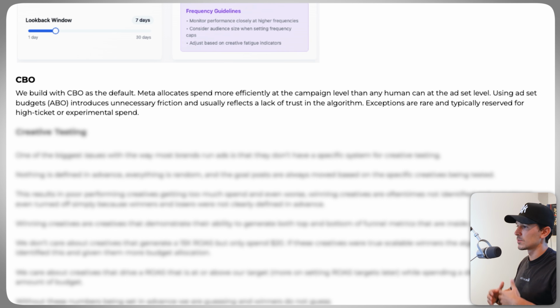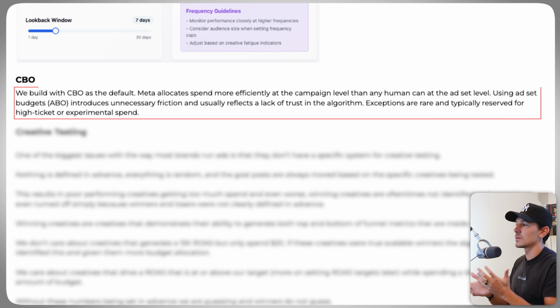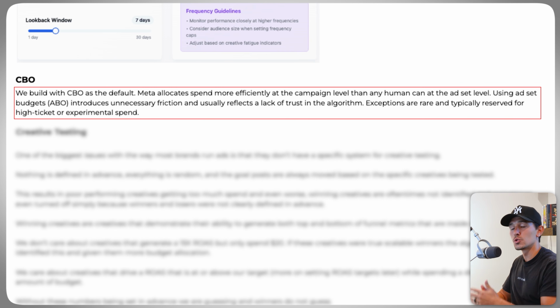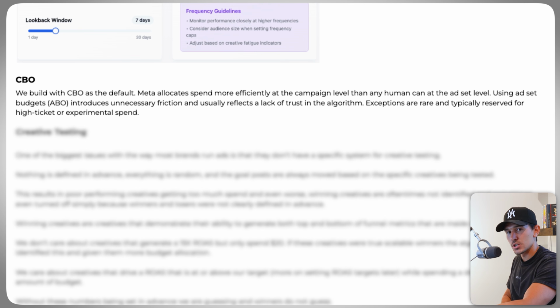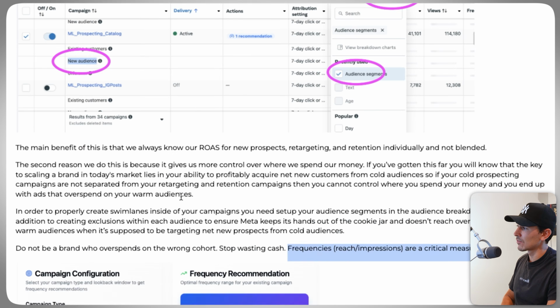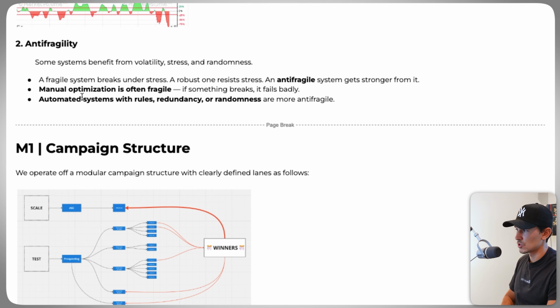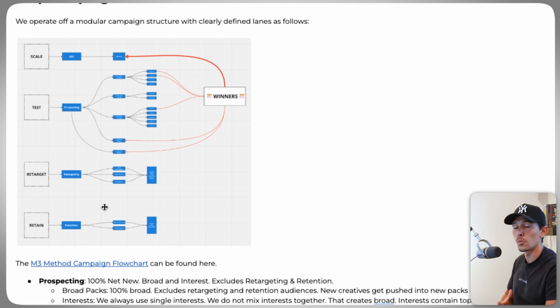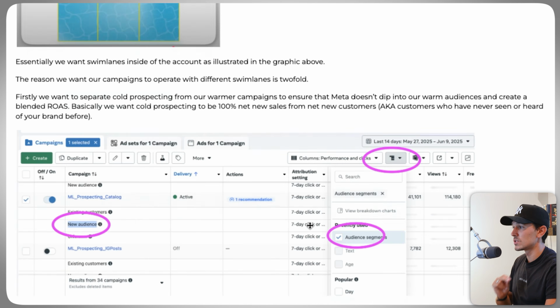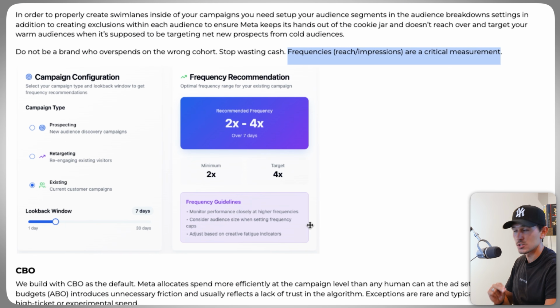CBO, campaign budget optimization, whatever you want to call it, is basically the simple concept that Meta allocates the spend to the ad set that gets the most results for the business owner. If you don't do this and you're using ad set budget optimization, then I'm telling you straight up, everything I showed you up here in terms of the structure is irrelevant. It will not work. This structure can be thrown out if you're using ABO. You have to use CBO. You must use campaign budget optimization.